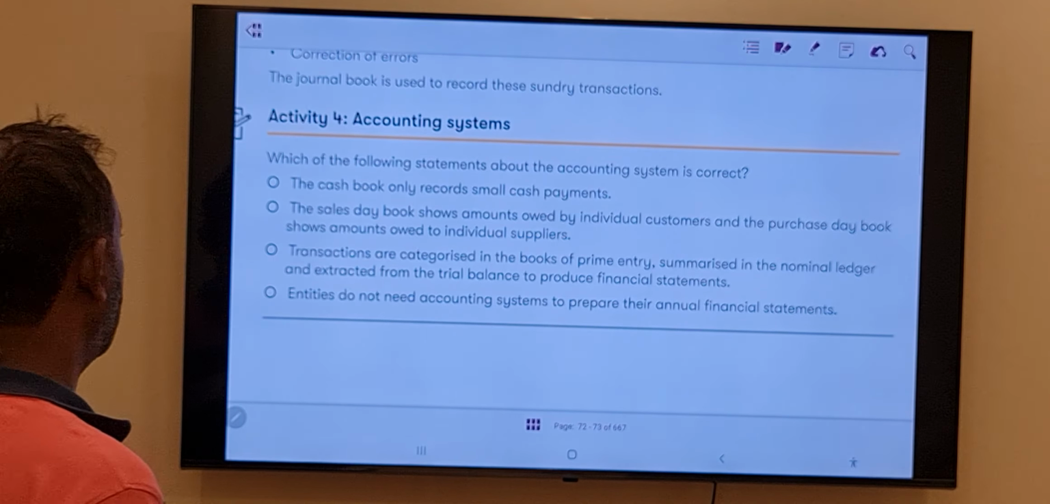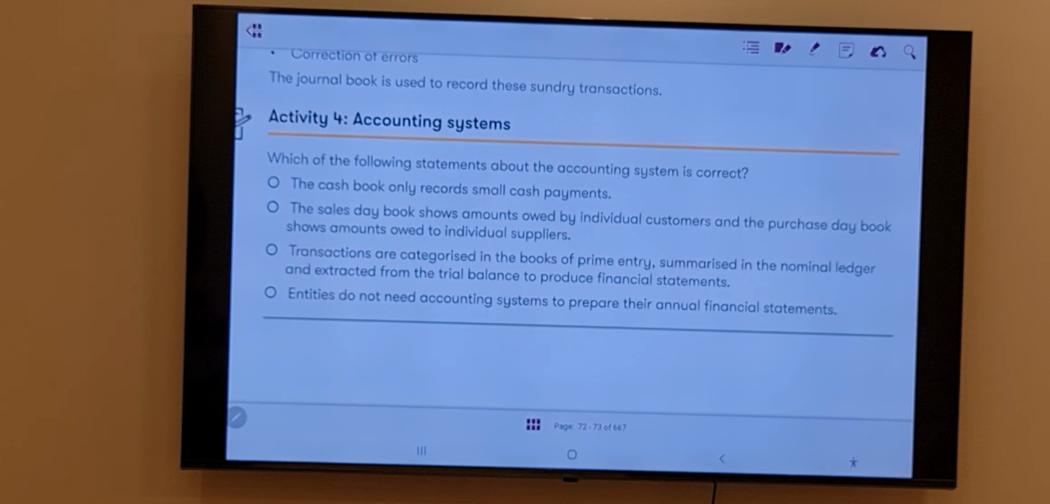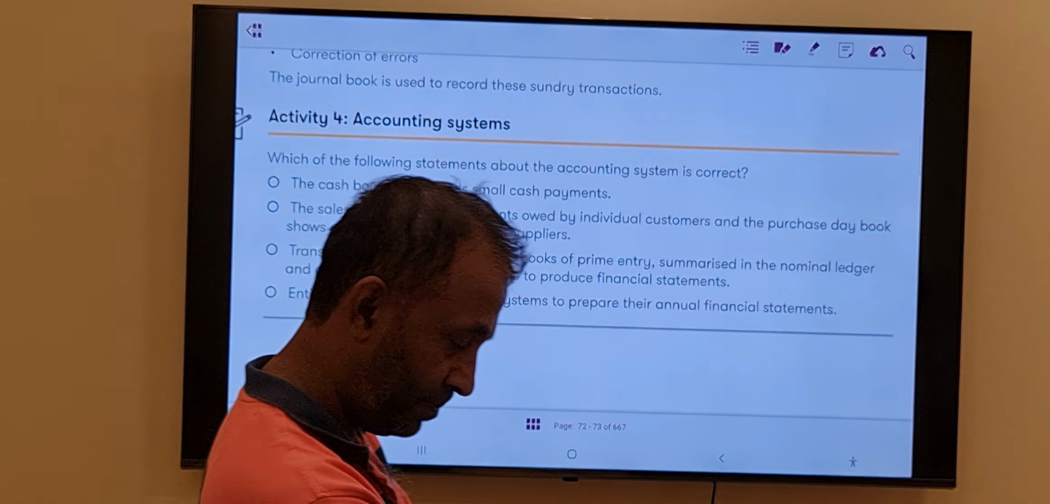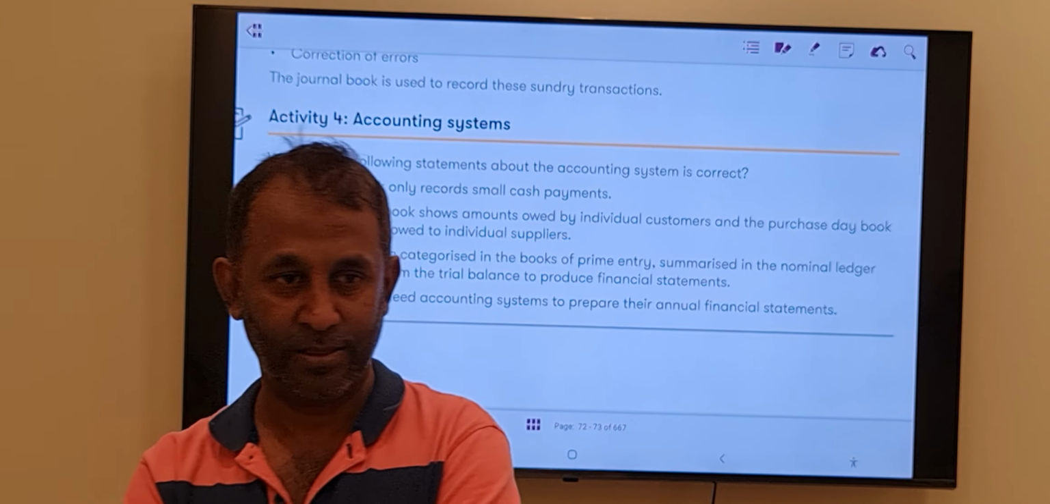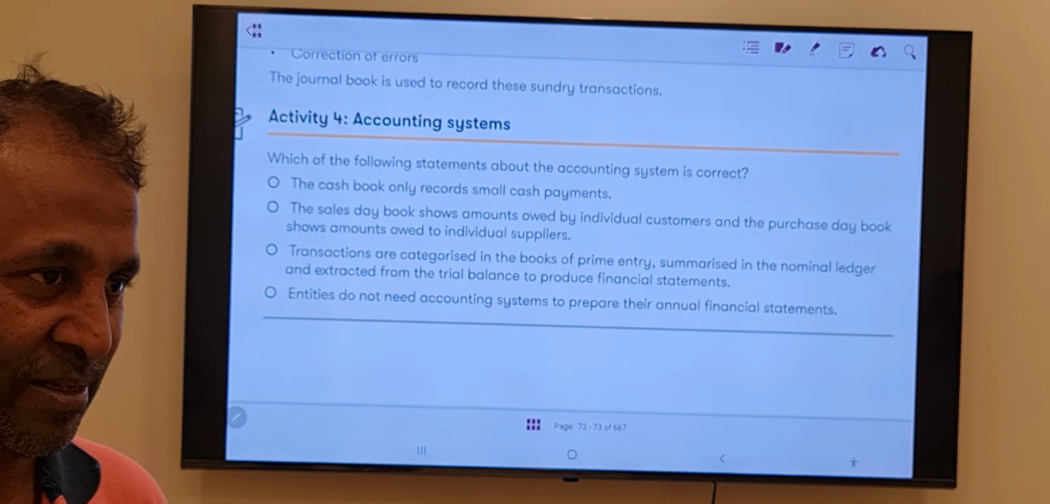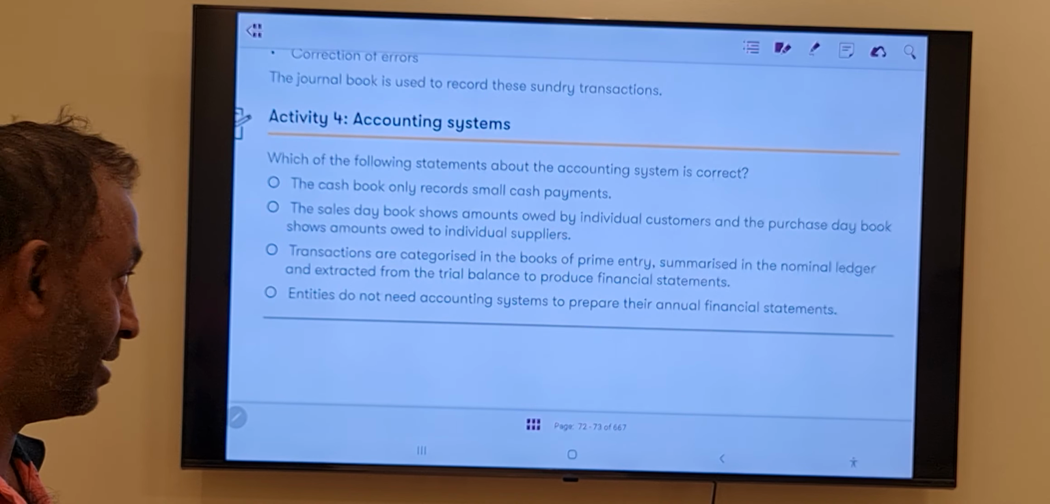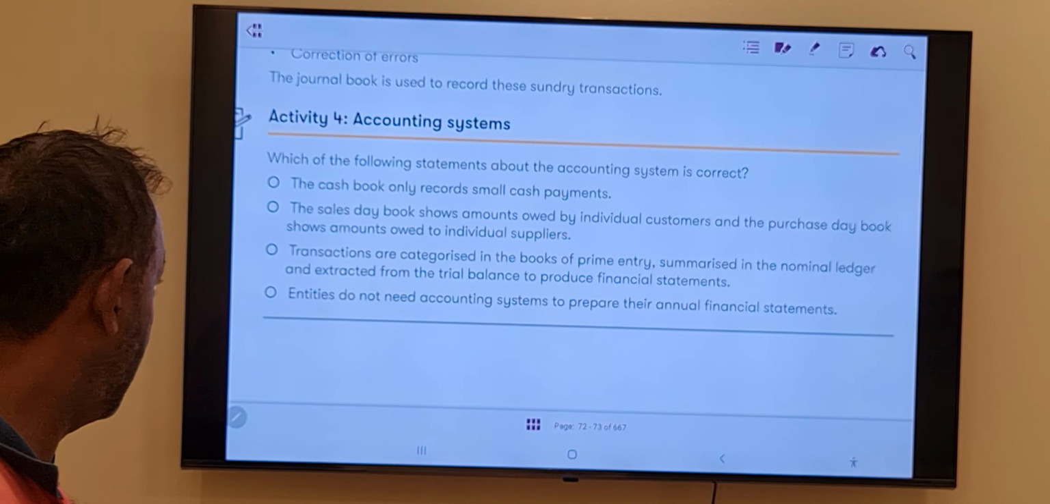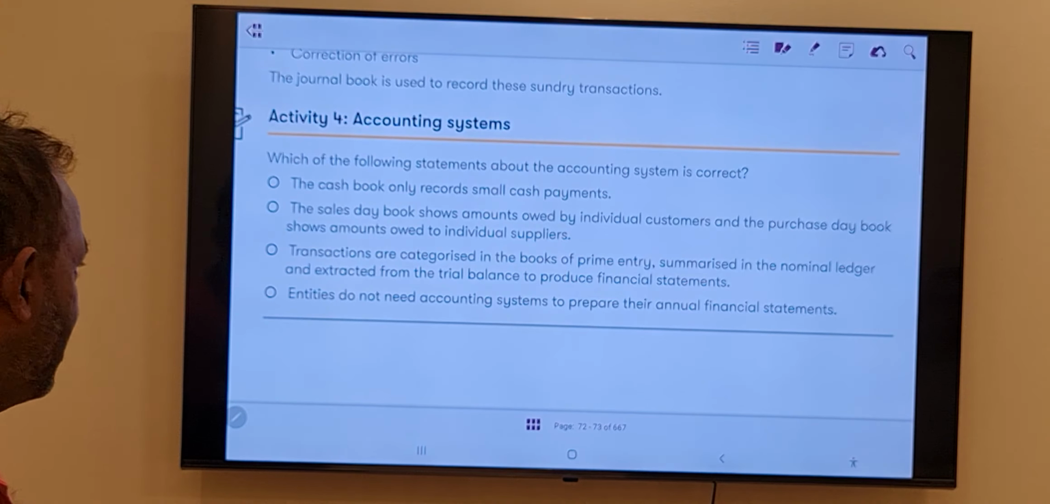Can we try? What is the correct answer? Now things will be more interesting, more than the previous sessions. Activity 4. Number one, wrong. Okay, very good.